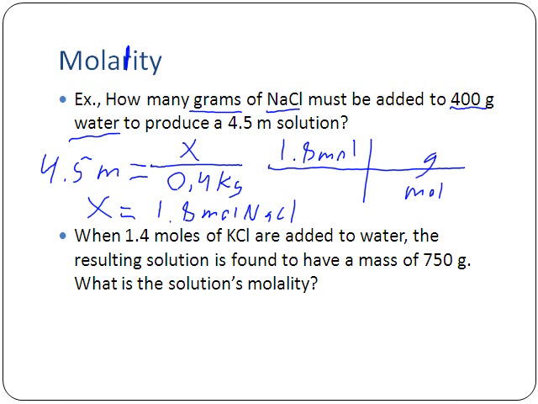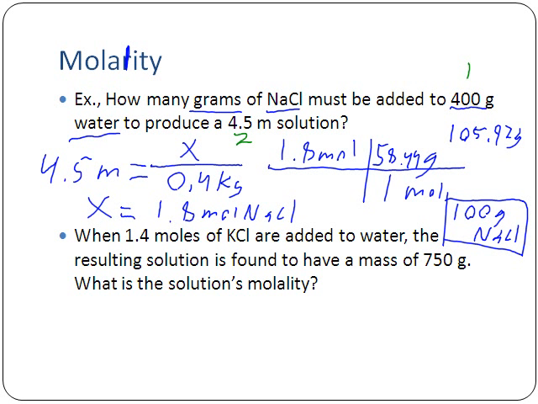We go back to our periodic table. Sodium, Na, is 22.99, plus chlorine, which is 35.45. When you add those two up, we get 58.44 grams in 1 mole. So 58.44 times 1.8 divided by 1 gives us 105.92 grams of NaCl. Significant figure-wise, we have a 4.5 molal solution, that's 2 sig figs. 400 grams has 1 sig fig, so this rounds to one significant figure. 105.92 rounds to 100. So 100 grams of NaCl is my final answer here.